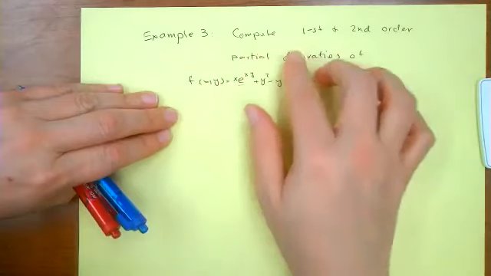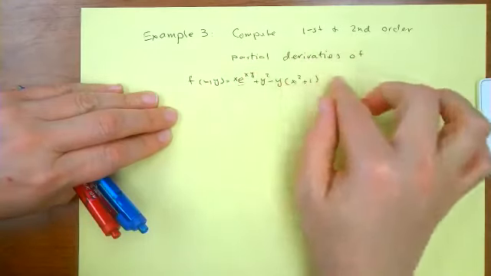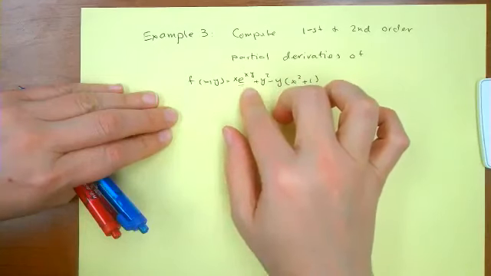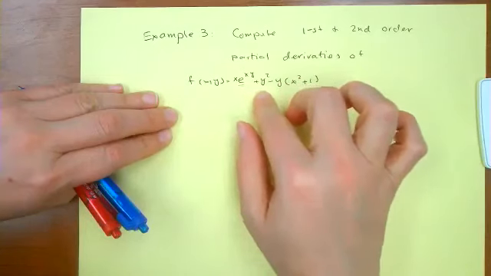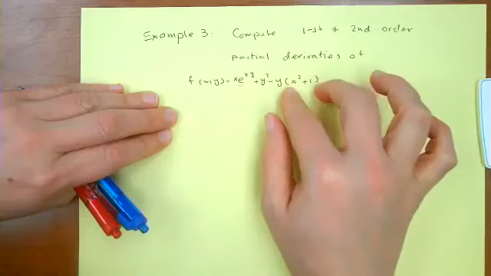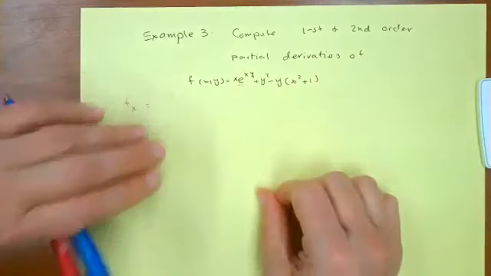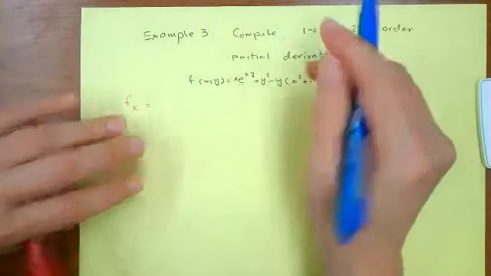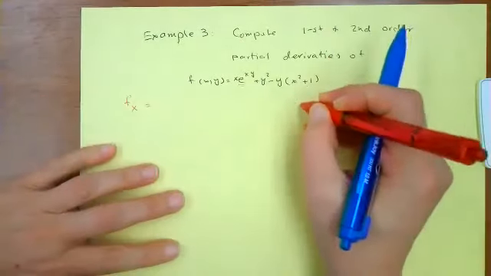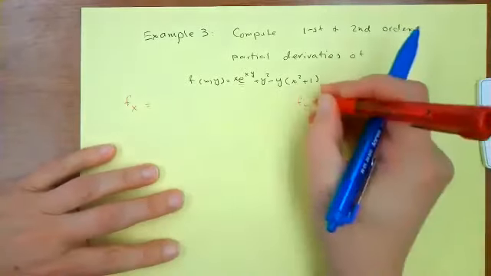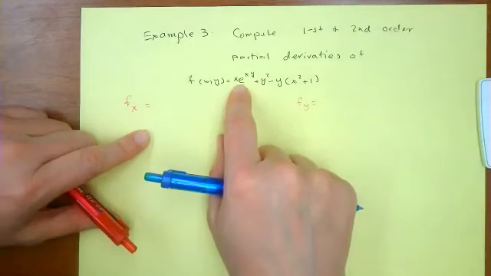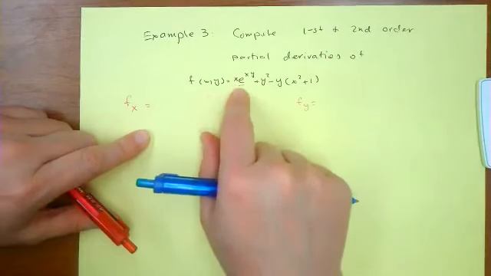Example 3. Compute first and second order partial derivatives of f of x and y equal to x e to the power xy plus y squared minus y times quantity x squared plus 1 in parentheses. First thing that I want to do, first order derivative means f sub x and f sub y. So for f sub x, start with the first term of the function of two variables.